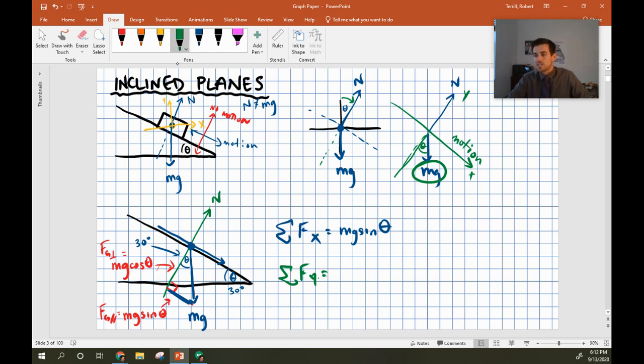But in the y direction, I have normal force going up, and then going the opposite direction is the cosine component, mg cosine theta. And there's no motion that happens there, so they're in equilibrium. And that means that as long as there's nothing else pulling up or pushing down on this block, normal force is going to be equal to mg cosine theta.